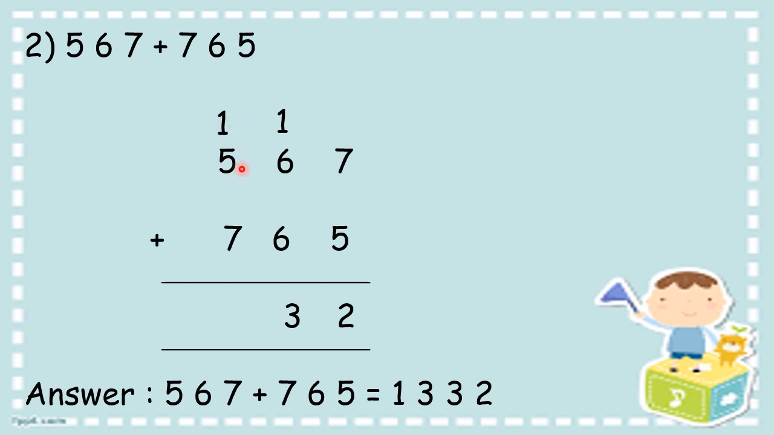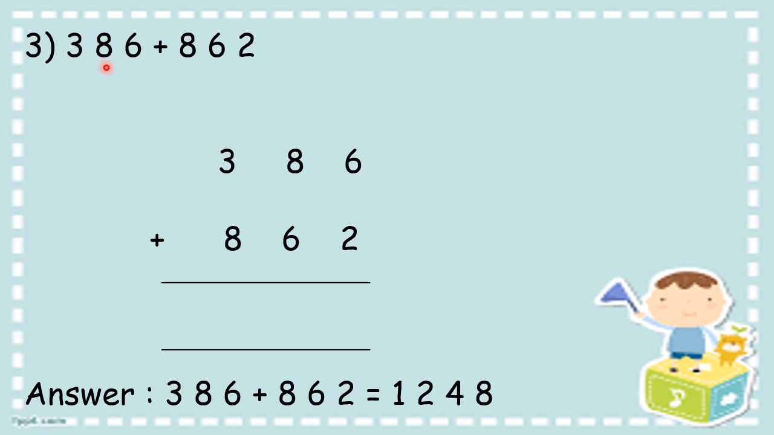So 1 plus 5 is equal to 6. 6 plus 7 is equal to 13. So 3, and then 1 has to be written in thousands place. So the answer is 1332.